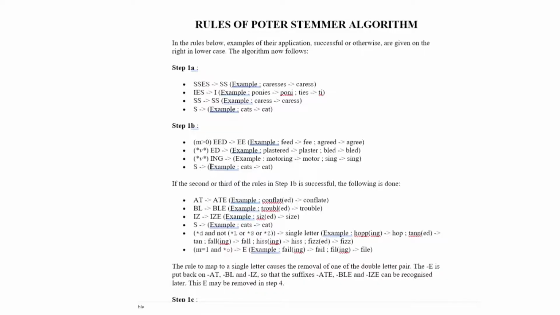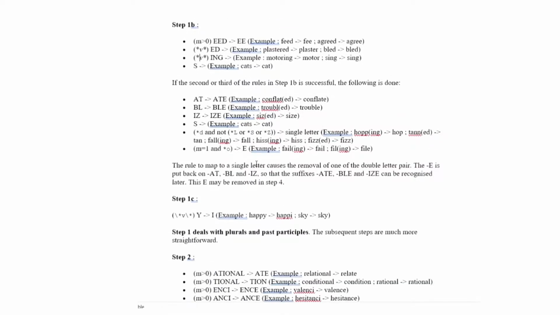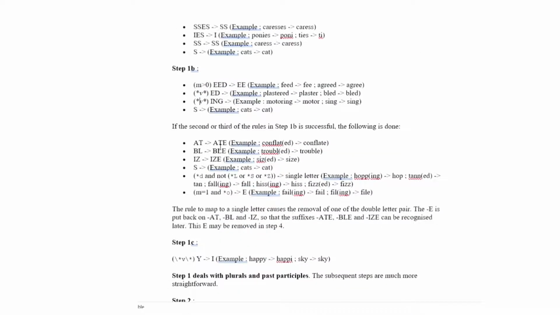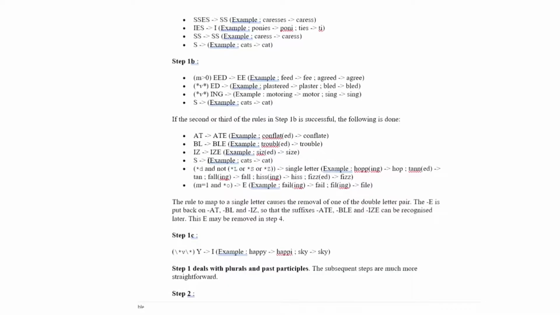And S goes to nothing, no condition, no matter whatever the word be. If you see an S at the end of the word, you just cut it down. That's the rule. And similarly, for the second and third rules, if it is successful, you can blindly follow these steps. Like AT becomes ATE, BL becomes BLE, IZ becomes IZE. I have given the examples here.